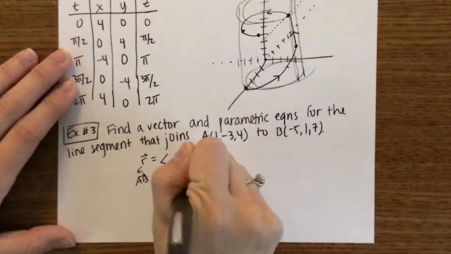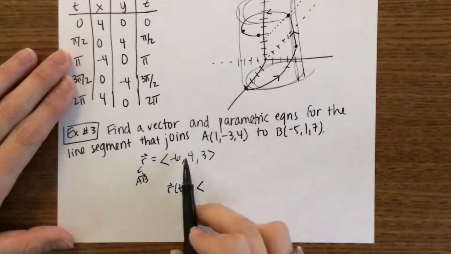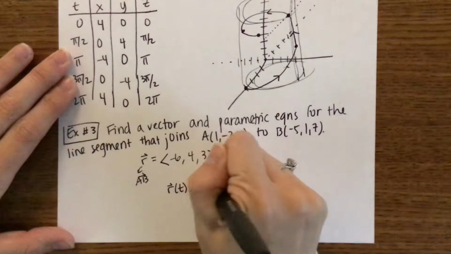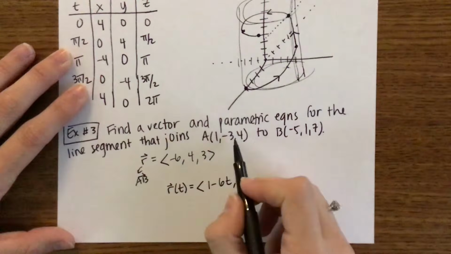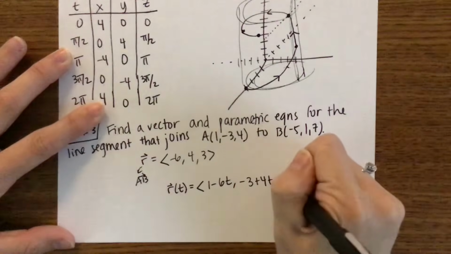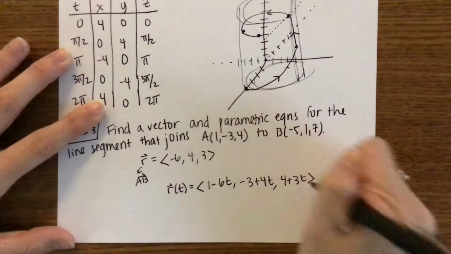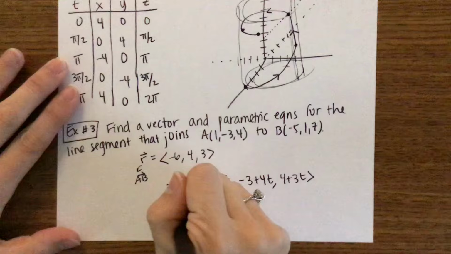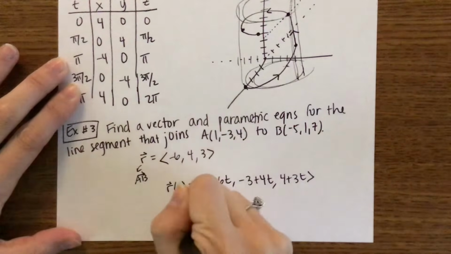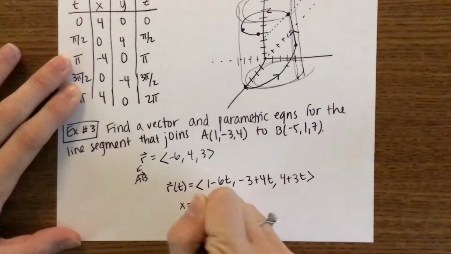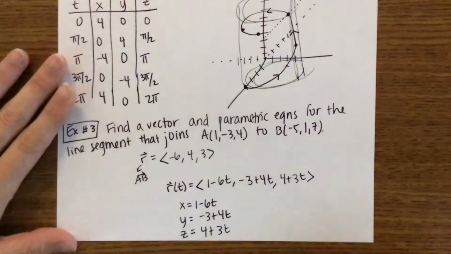So then our R of t, these will be the slopes. I decided to use the first point. So we get (1 - 6t, -3 + 4t, 4 + 3t). So that's the way to write it as a vector function or a vector valued function. If we decided to write it parametrically, x would be 1 minus 6t, y would be -3 plus 4t, and z would be 4 plus 3t.